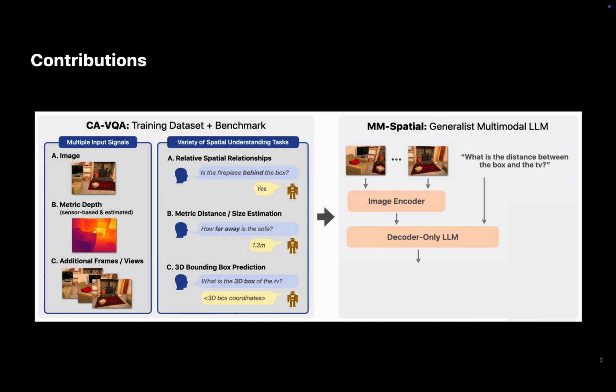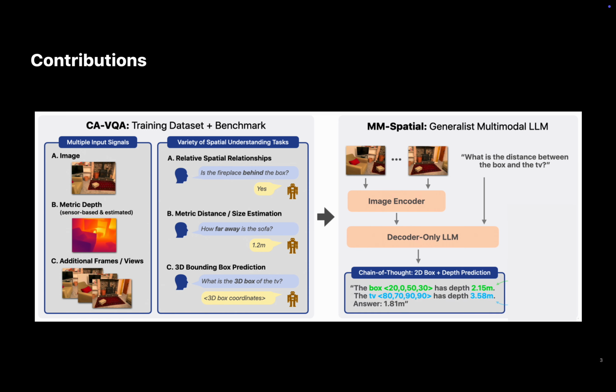Then based on this data set, we train a model called MM-Spatial, which is a generalist multimodal LLM, so it can also solve other tasks. It's not just specialized for spatial understanding. And it's a very standard architecture: you have an image encoder that encodes the images, you have a question that you can also take in, and then the decoder LLM will be able to produce a response.